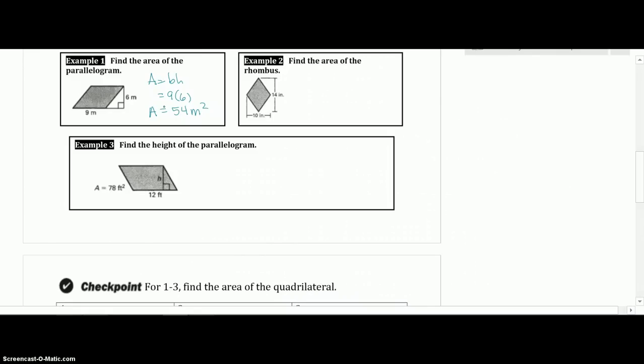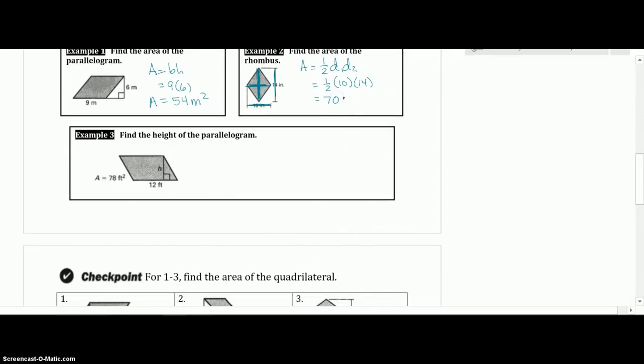Example 2, the area of a rhombus. Notice that they are telling you how long the diagonals are on the outside of the figure, but that's okay because this length right here is the same as this. So we know that this diagonal is 14. We know that this diagonal is 10 because it matches this as well. So area equals 1/2 diagonal 1 times diagonal 2. So we have 10 times 14 times 1/2. And again, it does not matter which diagonal is number 1 and number 2. 10 times 14 is 140, and half of that is 70, so 70 inches squared.